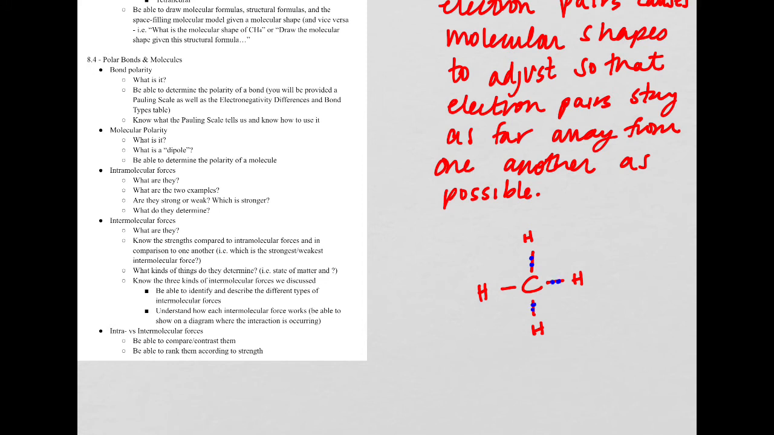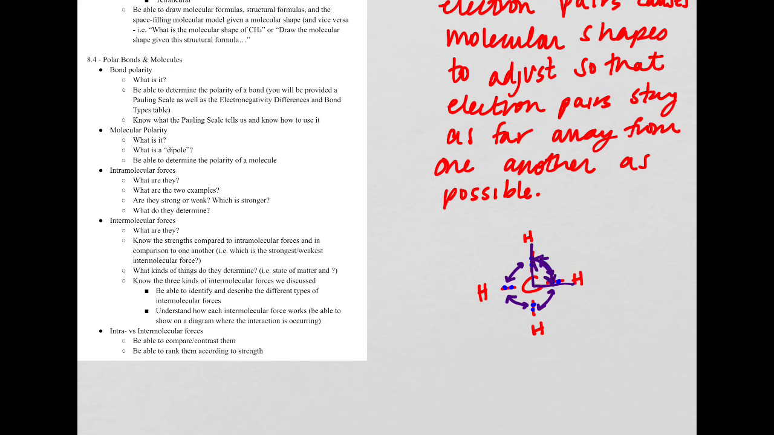So the VSEPR theory tells us that these electrons are pushing away from each other. All of them are pushing away from each other. None of them want to be by each other. They want to be as far apart as possible. So actually, right now, the angle between them is only 90 degrees, right? These are all 90-degree angles between each pair of electrons, right? These electrons are 90 degrees away from each other.